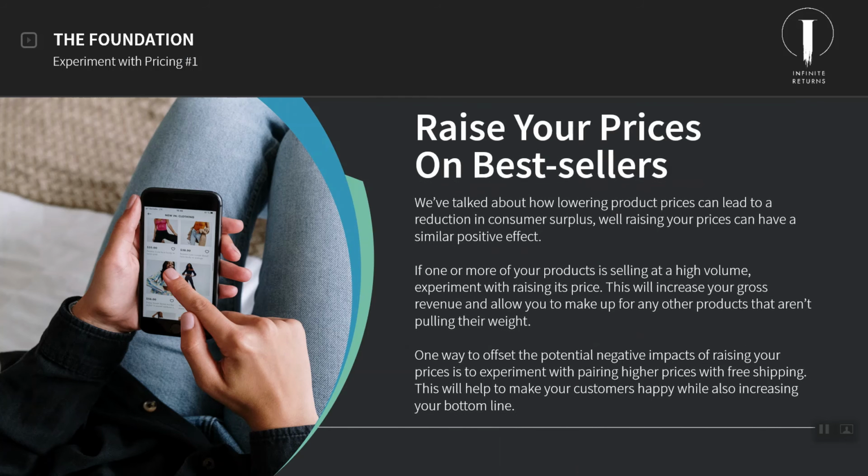So, the next thing you need to do is you need to experiment with pricing. This is important. Now that you've gone through and you've decided which one you like, it's time to experiment, right? We've talked about how lowering prices can lead to the reduction in consumer surplus, right? We've talked about all these things. You've gone through the workbook. This is what's next to you. This is why I give it to you. You need to start testing these things out.